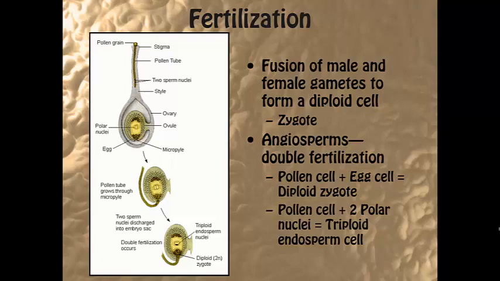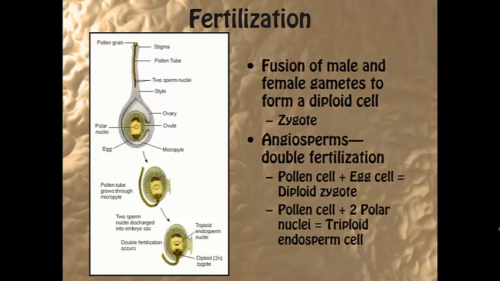And so you have the fusion of male and female gametes, the sperm nuclei from the pollen and the egg in the ovule, to form a diploid cell, so now something with 2 copies of the chromosomes, and that's called the zygote. Now the zygote is going to be our baby plant. In angiosperms, and only in angiosperms, we have what's called double fertilization. So you have the pollen cell plus the egg cell yielding that diploid zygote, which is the baby plant.